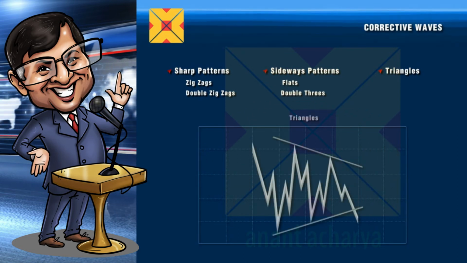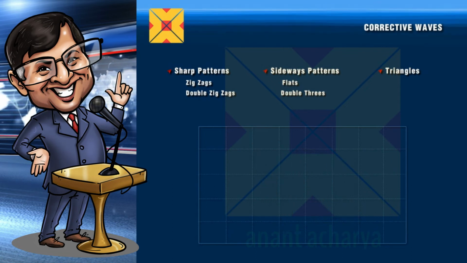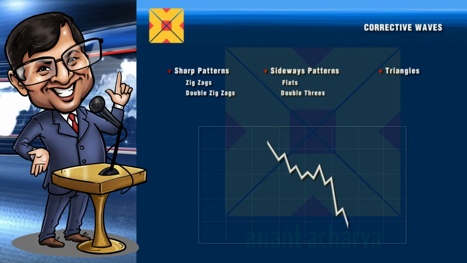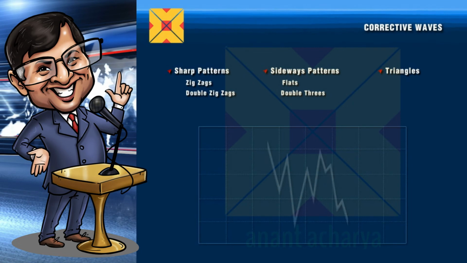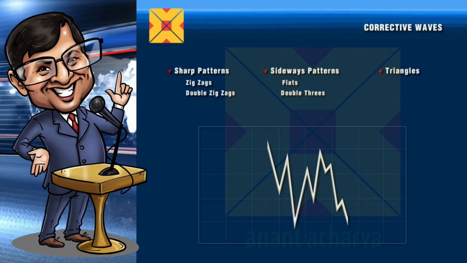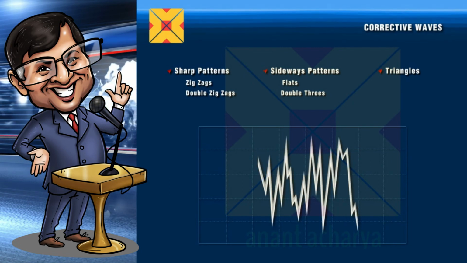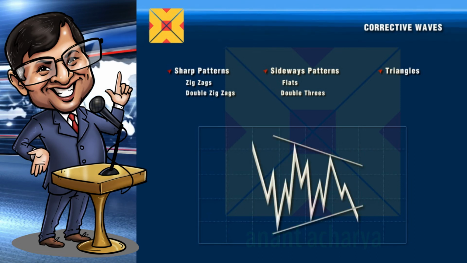The triangles are also a sideways correction, but triangles are made up of 5 waves. They are the only corrective pattern to unfold in 5 waves. A fourth kind of corrective pattern also exists. It is a combination of the above patterns. We shall look at the combining corrections in detailed analysis of each pattern.